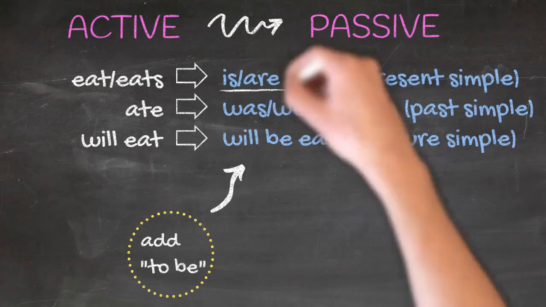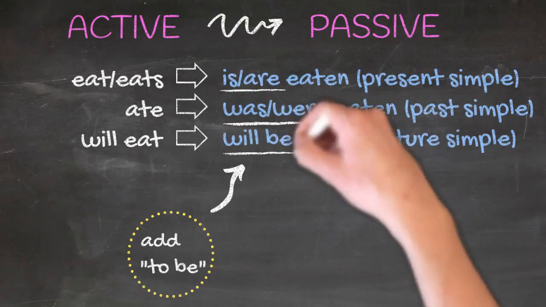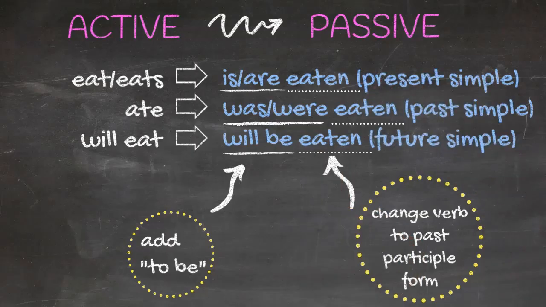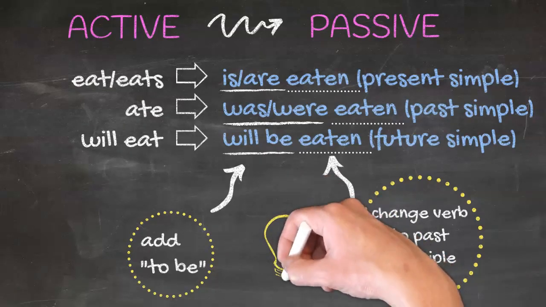We need to add the to be form in the same tense and to change the verb to the past participle form. So in present simple, it is or are eaten. In the past simple, it's was or were eaten. And in the future, it'll be, will be eaten.